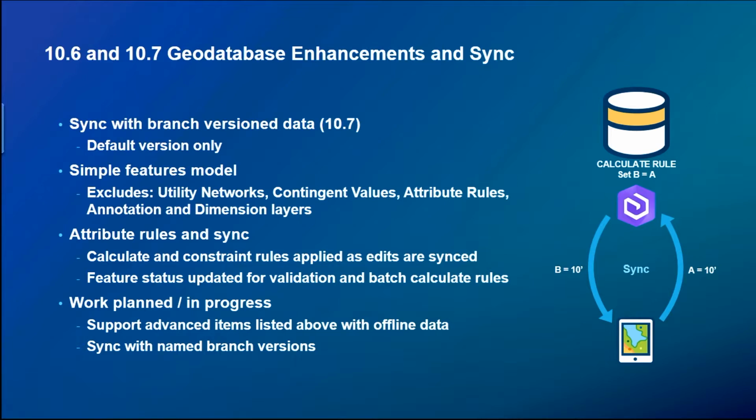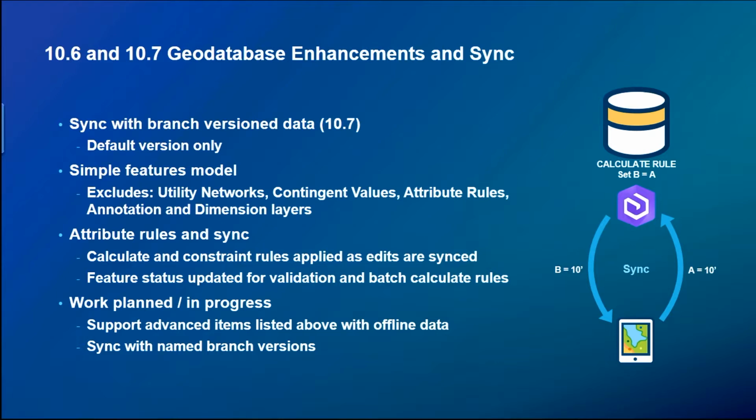Now for constraint rules, they will error. So if you have a per layer model and you make an edit in the field that violates a constraint rule, that feature will be skipped, a message will be logged to the logs, and a result will be returned to the client saying it was skipped. If it's a per replica type, it'll fail to sync. Because you're putting those rules in there to protect the data, you don't want someone accidentally making those changes, even if it's from Collector.